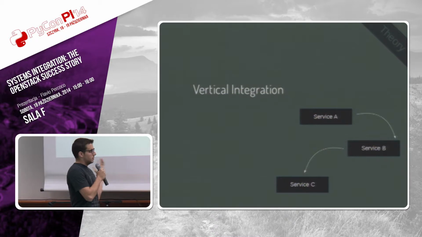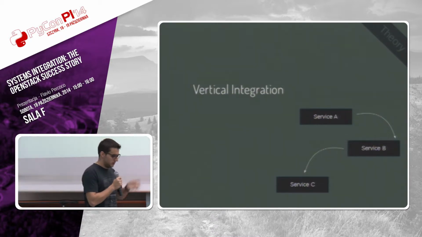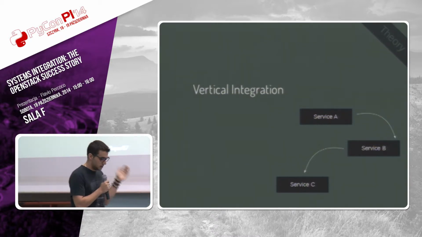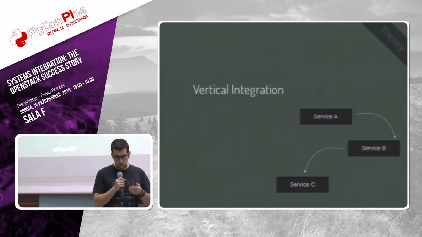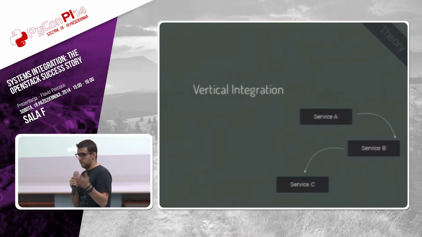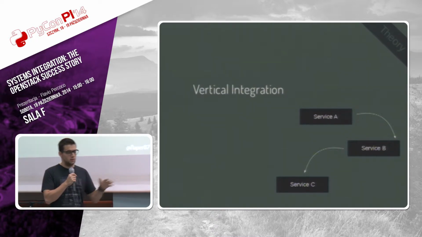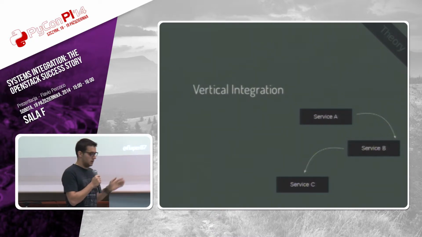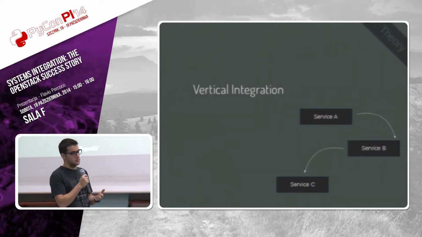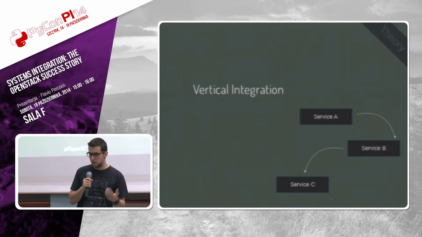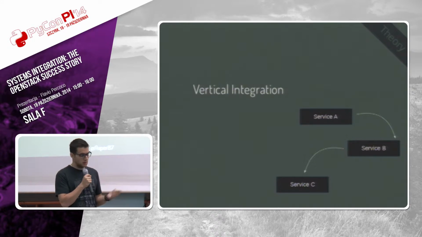So vertical integration is pretty simple. You have three services. Service A knows how to talk to service B, and service B knows how to talk to service C. It's vertical, like just one service talks to the other one, and that one talks to the next one. Service A just knows what service B can do for it, but it doesn't know that service B is actually talking to service C as well.